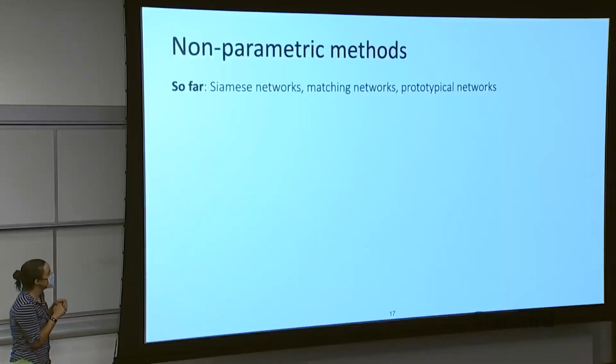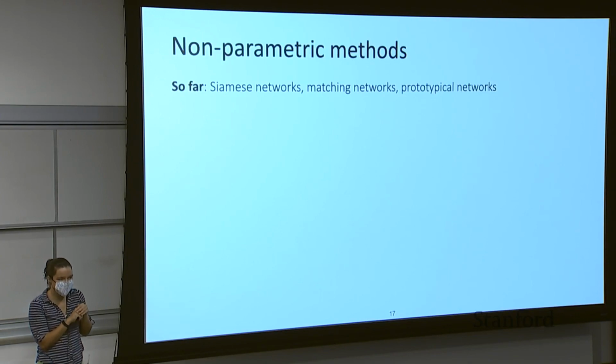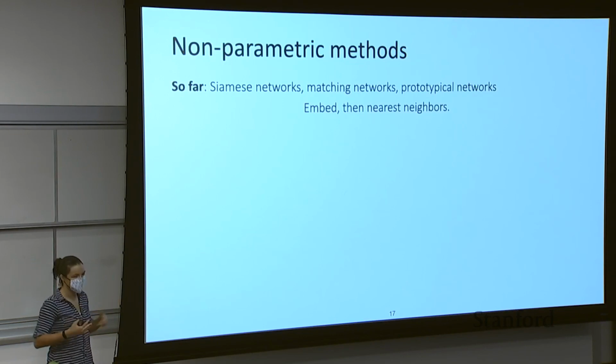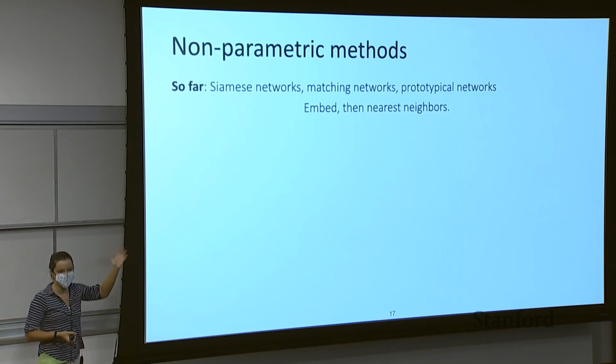Okay, to summarize these non-parametric methods, we saw three versions: Siamese networks, matching networks, and prototypical networks. This is essentially the evolution of these methods, and in my opinion prototypical networks keep all the simplicity of these methods and also work very well. I think it's probably the best of these approaches, and also one of the simplest. Essentially, all of these approaches do some form of embedding and then nearest neighbors in that embedding space. They just do this in slightly different ways.